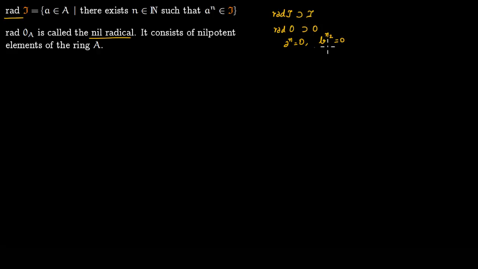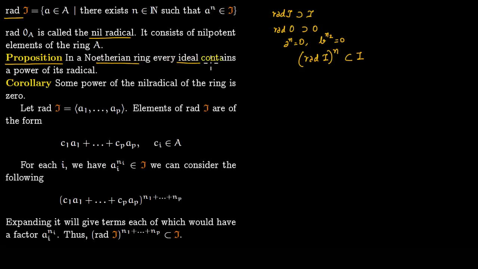In fact, we might not be able to find any upper bound which might work for all such elements. But if you're working in a Noetherian ring, we can find an upper bound such that if you raise the radical to a certain power, it will actually come back in I. For every element it works, but we can have an n which will work for the entire radical for Noetherian rings. So that is our proposition: in a Noetherian ring, every ideal contains a power of its radical. Not true otherwise. And the corollary is that some power of the nil radical of the ring is 0. Again, you can just put nil radical here, you raise to some power, then you will just get 0.